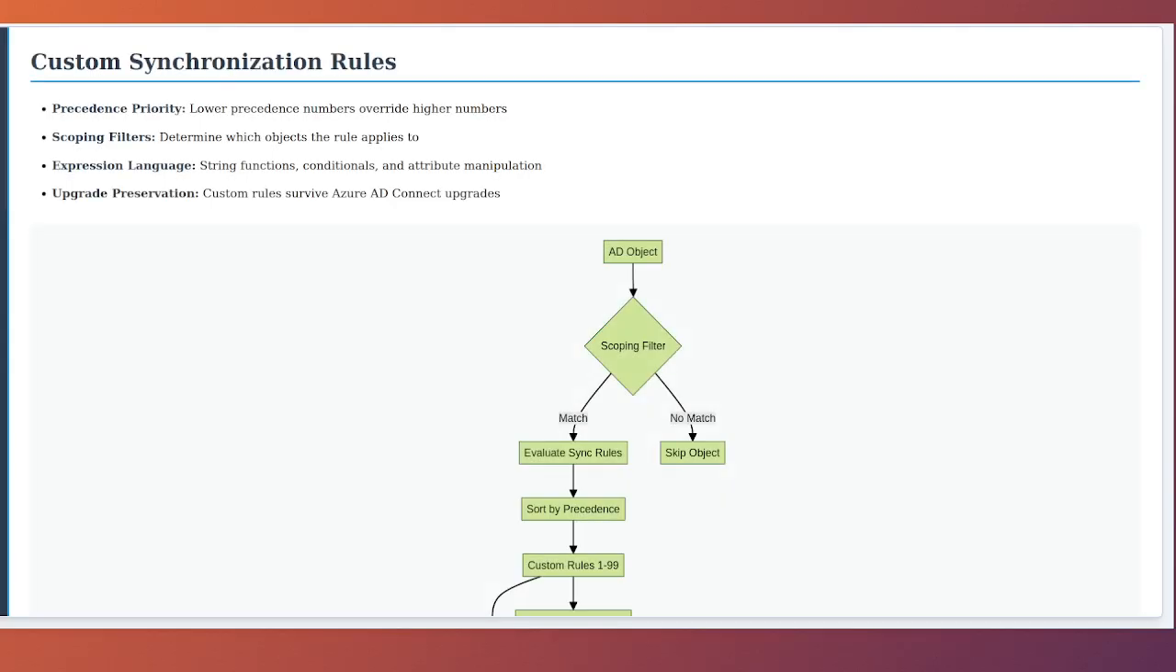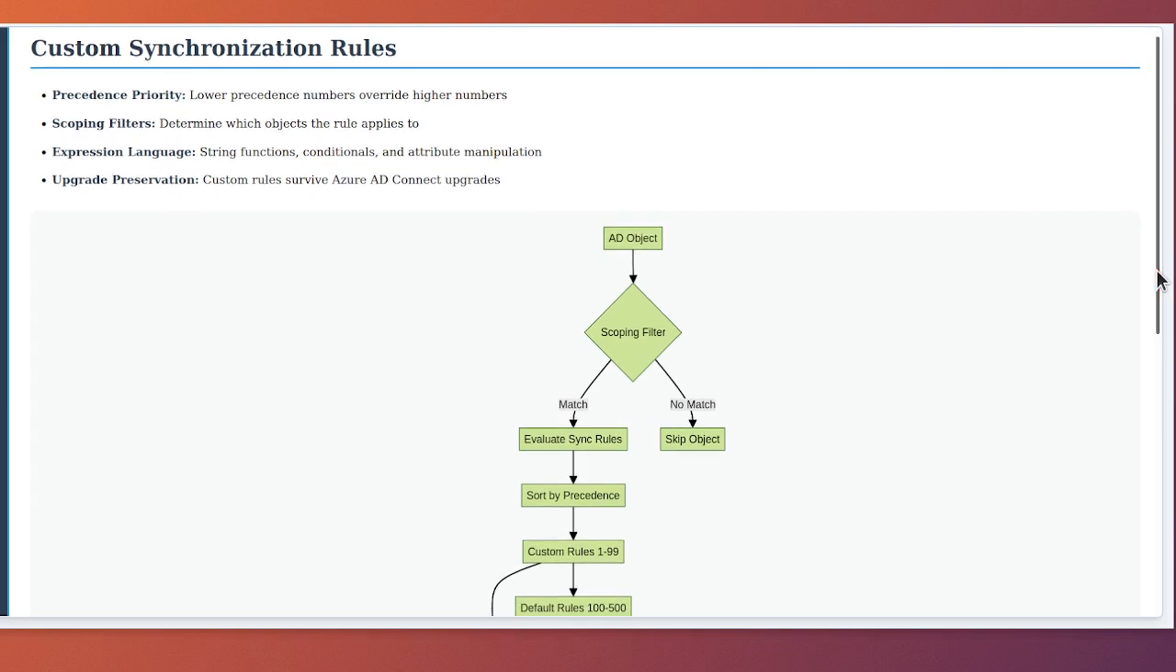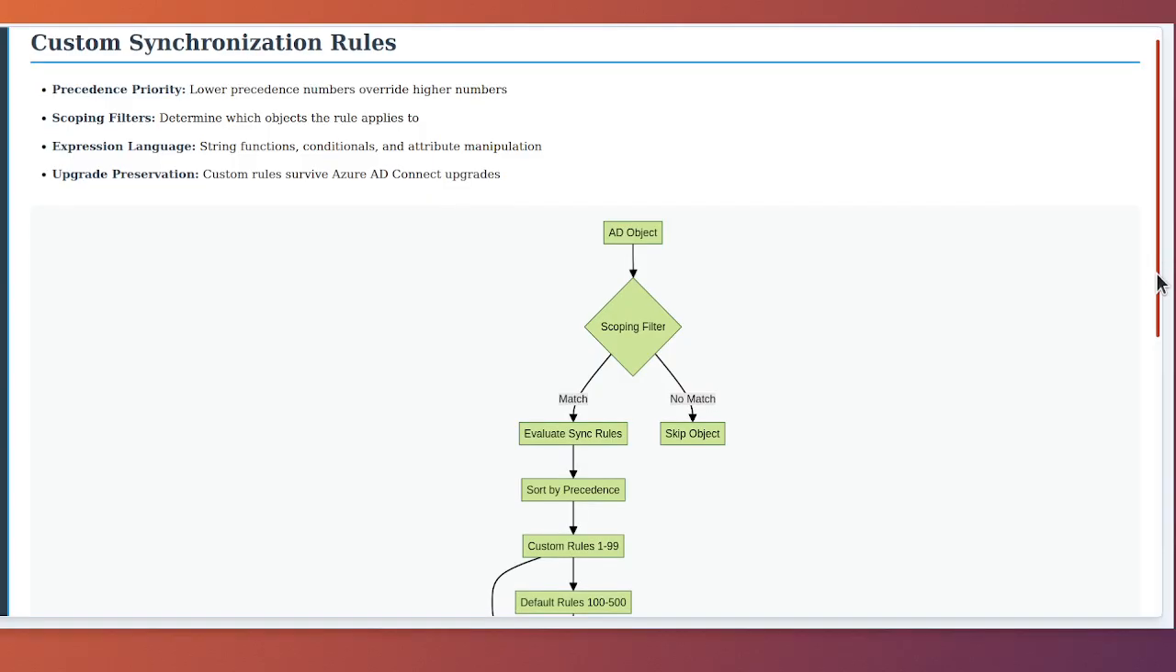Custom synchronization rules. While Azure AD Connect includes default synchronization rules that work for most scenarios, many organizations require custom rules to address unique business requirements. Custom synchronization rules allow modification of which objects are synchronized, how attributes are transformed, and how objects from different directories are joined. Understanding how to create and manage custom synchronization rules is essential for advanced Azure AD Connect implementations.